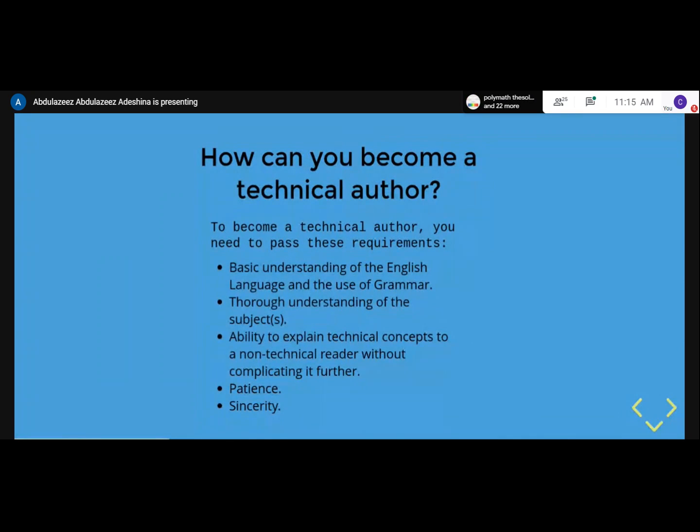Of course, patience. In everything we do, you have to be patient. Writing is actually very stressful. You can rewrite a draft 100 times if you do not get it initially. Notwithstanding, you still have to be patient for you to write correctly.